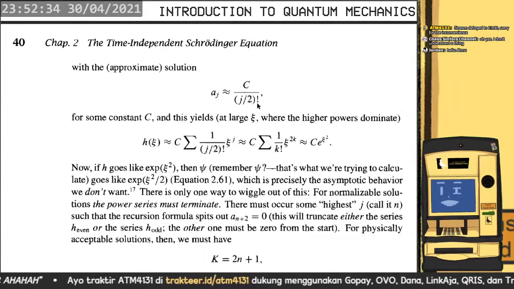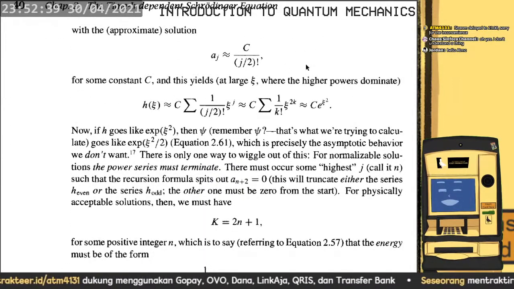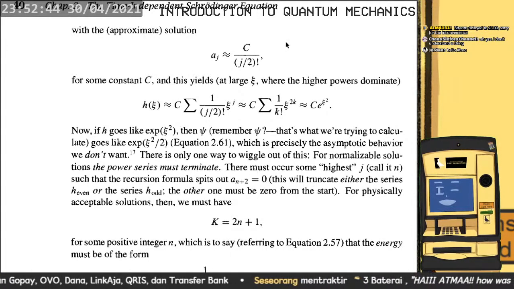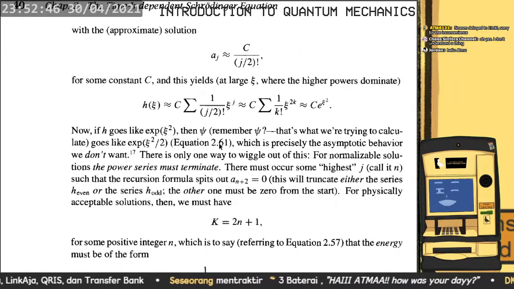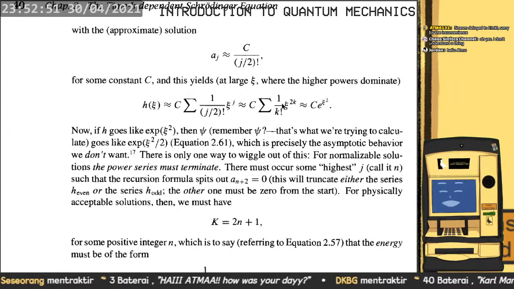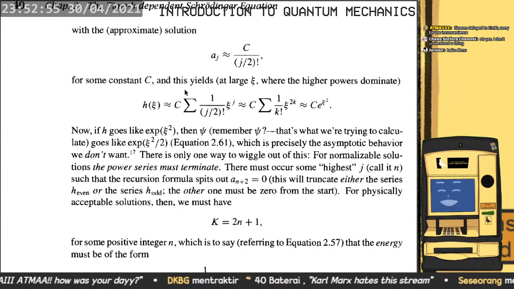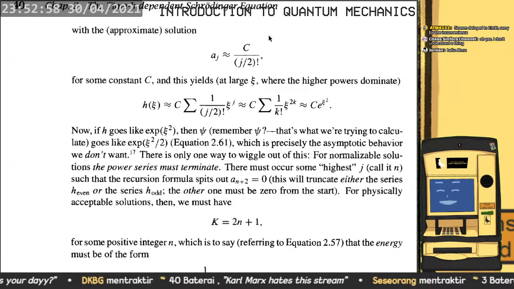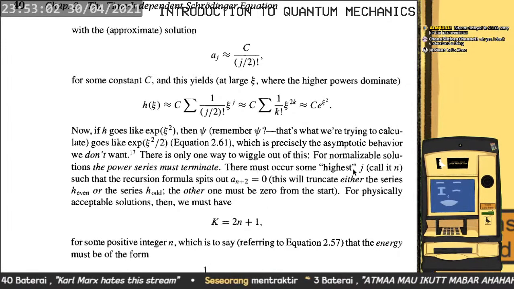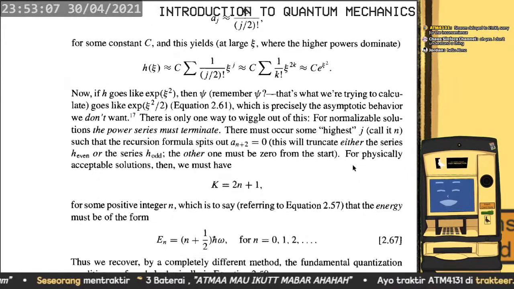With the approximate solution, this for some constant c, and this yields at large c, where the higher powers dominate like this. Now, if h goes like exponent c squared, then psi, remember the lowercase psi, that's what we are trying to calculate. Oh, thanks for the reminder, Griffiths. It goes like exponent c squared per 2, which is precisely the asymptotic behavior we don't want. There is only one way to wiggle out of this.